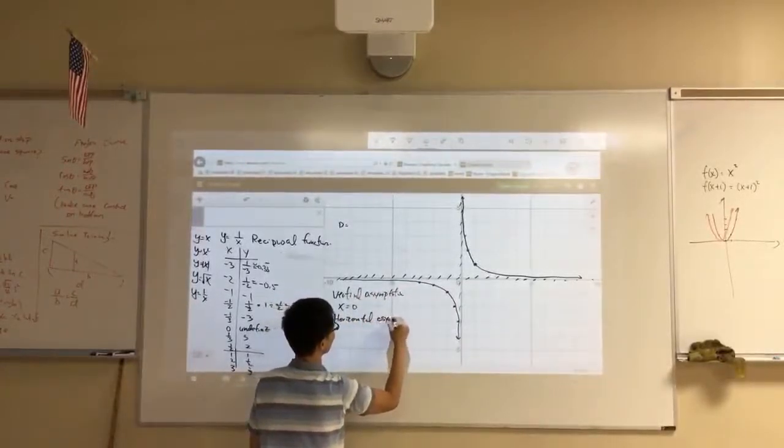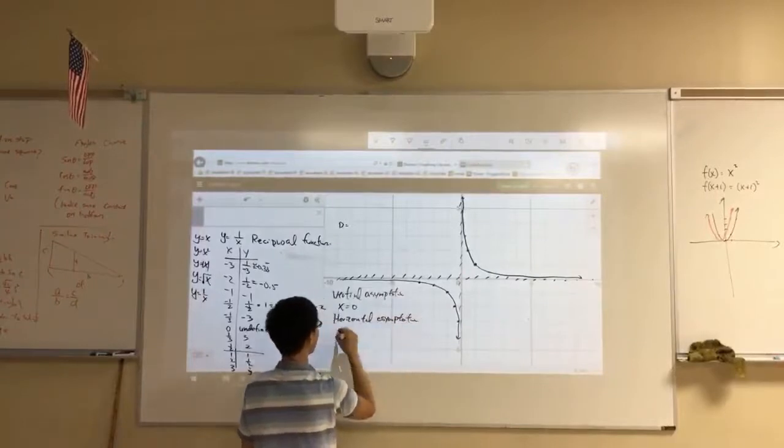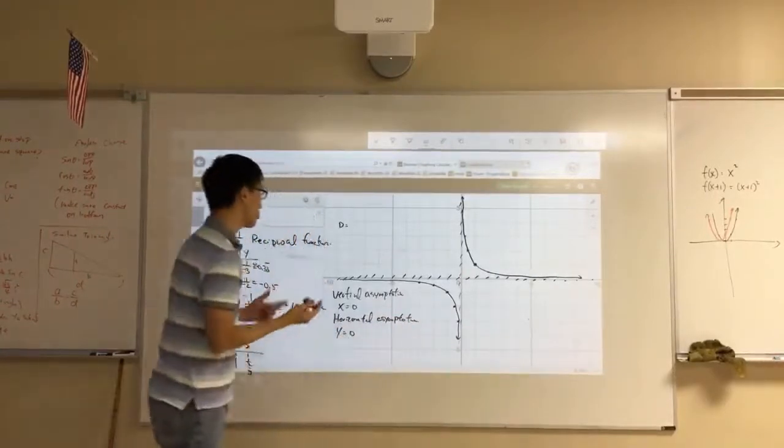Don't worry, it gets worse. Okay, there's a y equal to 0. And between those two points, you can find something.